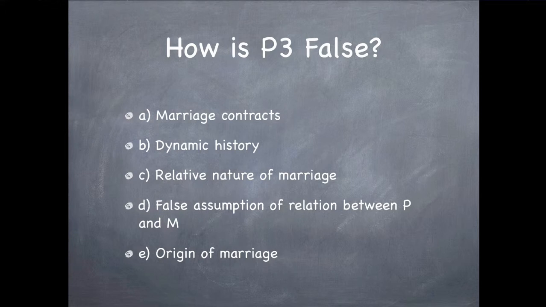So how do we know premise 3 is false? What evidence do I have that it's false? Why do I think it's false? Well, the first evidence is something you can all look at. You can look at marriage contracts. If you're married, you can look at your marriage contract. If your parents are married, you can look at theirs. If you're, for example, in the state of Maryland, gay or straight, you can get a marriage contract.